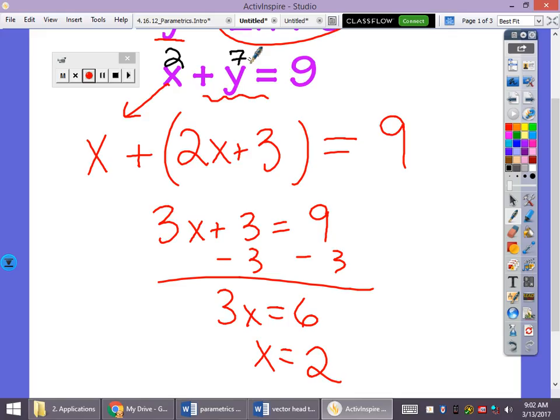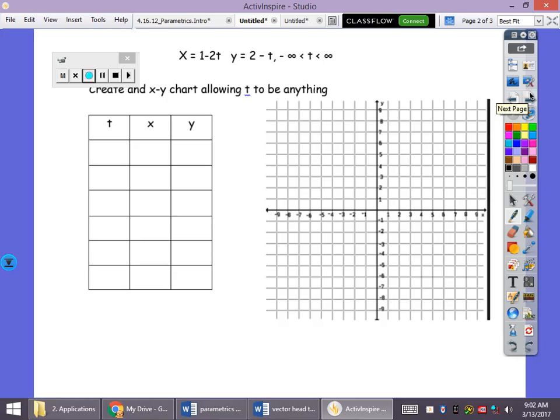Parametrics work very close to the same way. Okay? Let's look at a table for parametrics, and then we're going to come back to that systems of equations. All right, I can pick any value for t, so give me a value t that you want to start with. 0? Okay. So when I plug 0 into this equation, what do I get? 1. If I plug 0 into this equation, what do I get? 2. 1, 2.